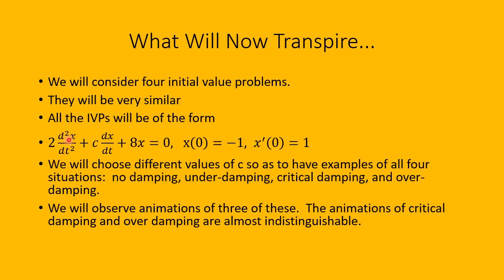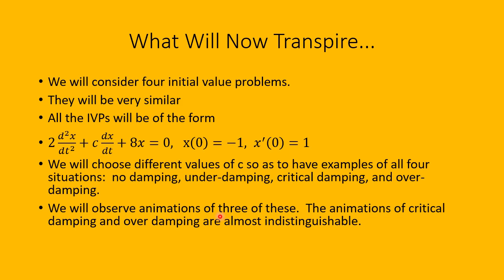2 times the second derivative of x with respect to t plus a constant times dx/dt plus 8x equals 0. x(0) equals -1. x'(0) equals 1. We'll choose different values of c so that we'll have examples of the four situations that we have described: no damping, underdamping, critical damping, and overdamping.